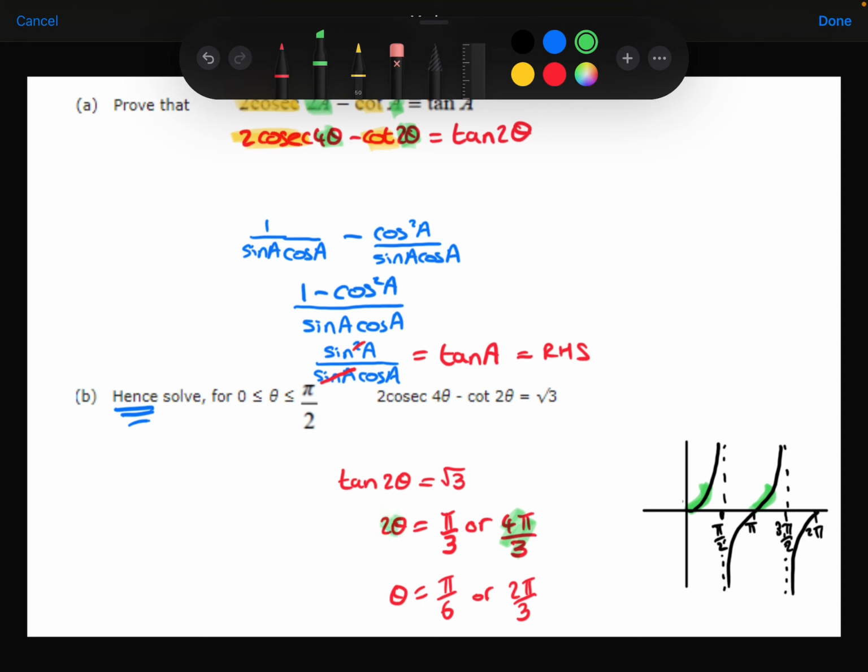And then I've divided both of those answers by 2 to get theta. Pi over 3 divided by 2 is pi over 6. And the 4 pi over 3 divided by 2 is 2 pi over 3, which is actually too big. That's outside of the range, so I'm not going to give that solution.